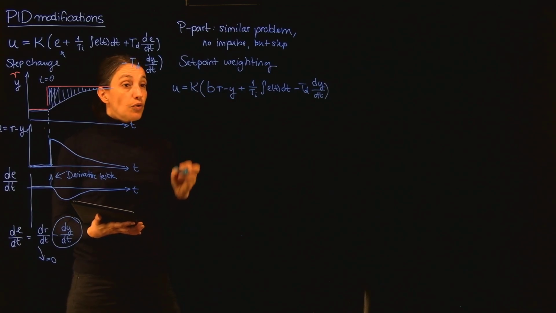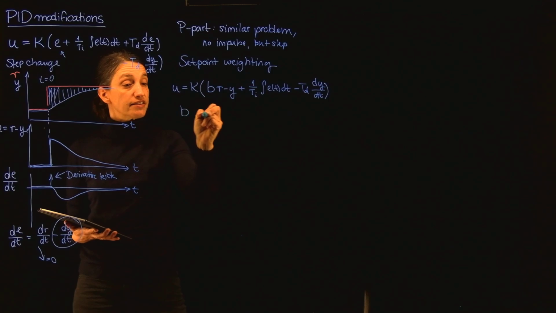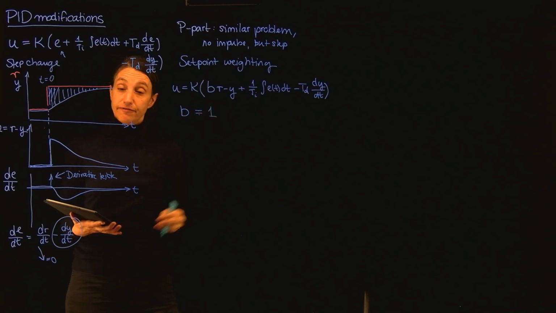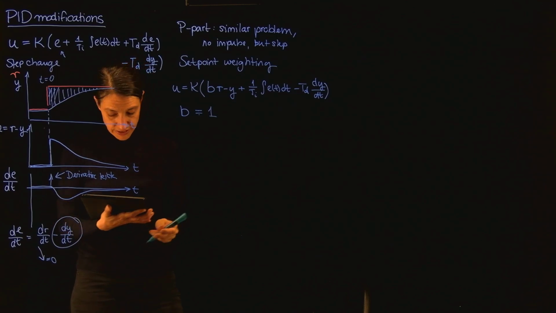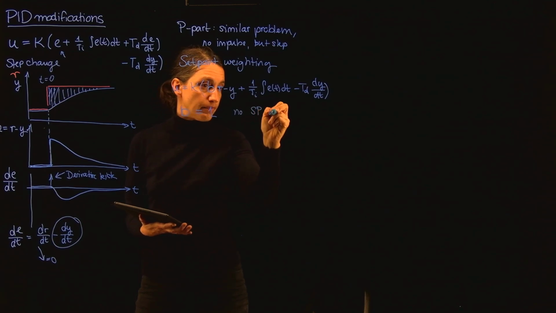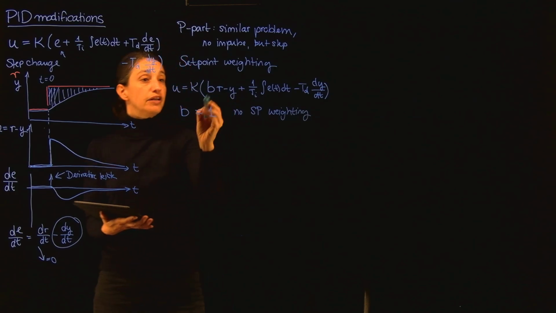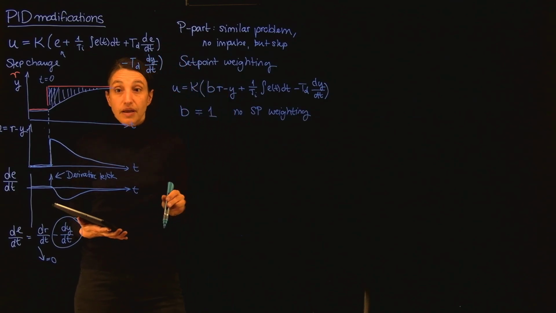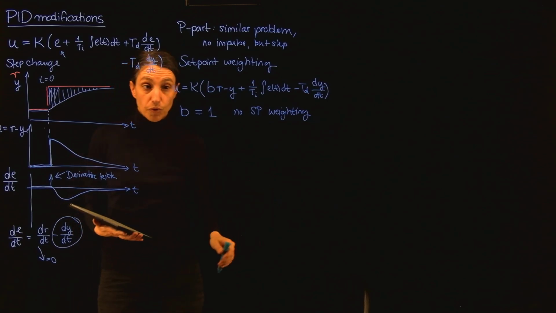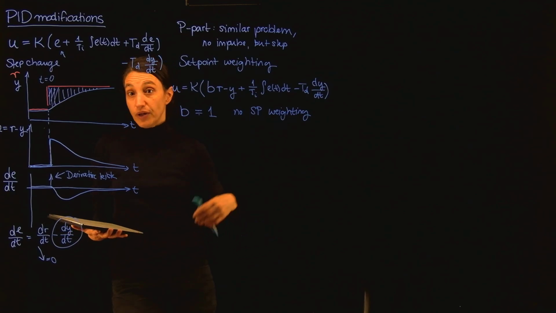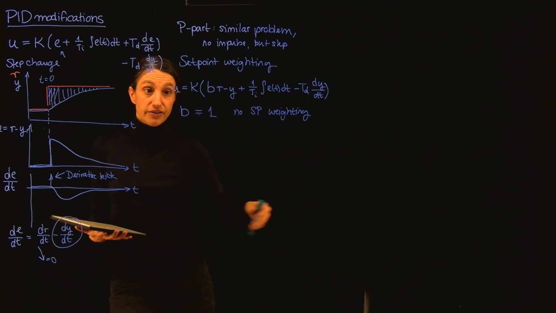Quick fix. So we call B the set point weight. If B equals 1, that means we effectively don't do any set point weighting. Because then B equals 1, we just have R minus Y, which is E. Okay, and this could be fine for some actuators, for some control loops. We have to decide. We have to see how sensitive it is, how big we are expecting the step changes to be.